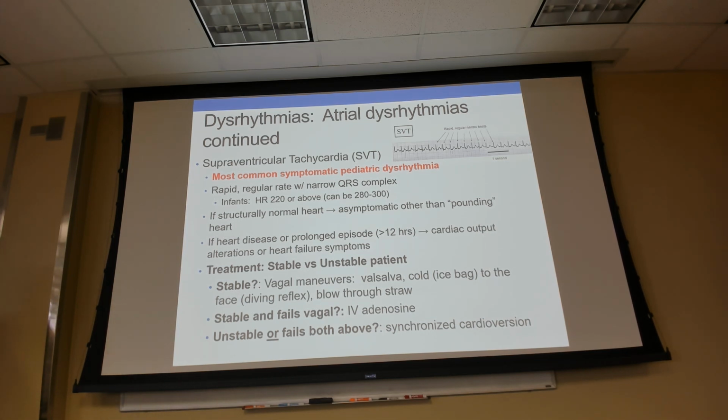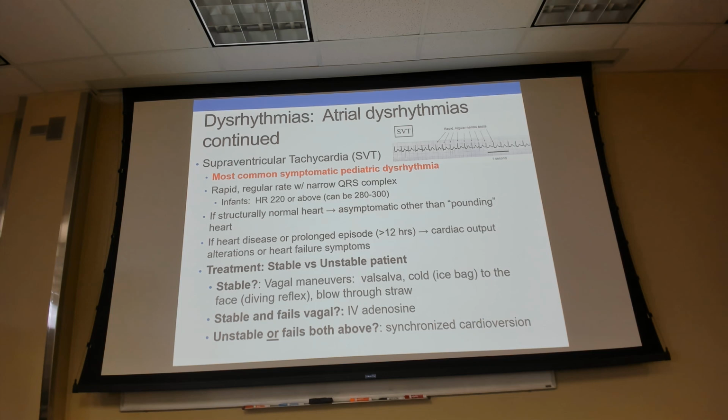After that, then, if you have an older kid, you can have them blow through a straw. Never seen it work. Always seen this in a baby. Okay? So now, they're stable, and you have failed all of those maneuvers. I need to do adenosine. Do you guys remember how adenosine works? It stops the node completely. For about how long? Yeah, it's about 8 seconds. It's the longest 8 seconds of your life.